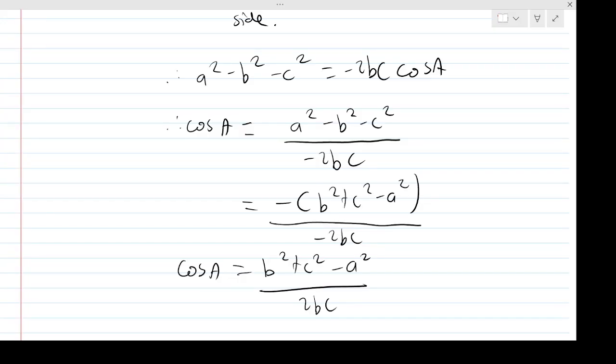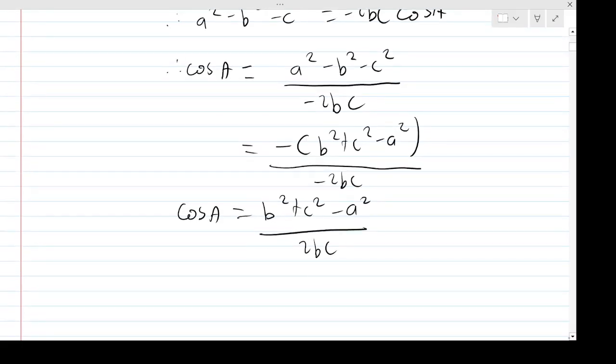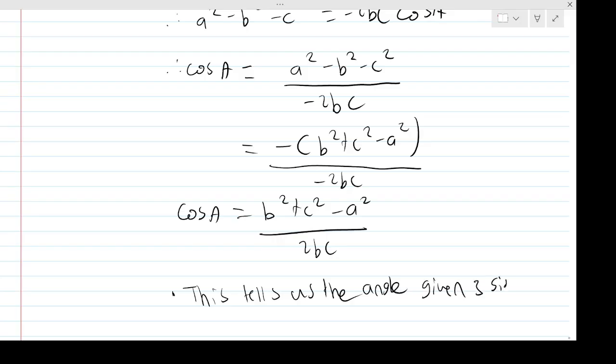Okay, and so I'll say this here. This tells us the angle given three sides. Okay, so those are the two cases we'll be working with in this video, where we have two sides and an angle, or all three sides essentially, right? And so that's the other formula.